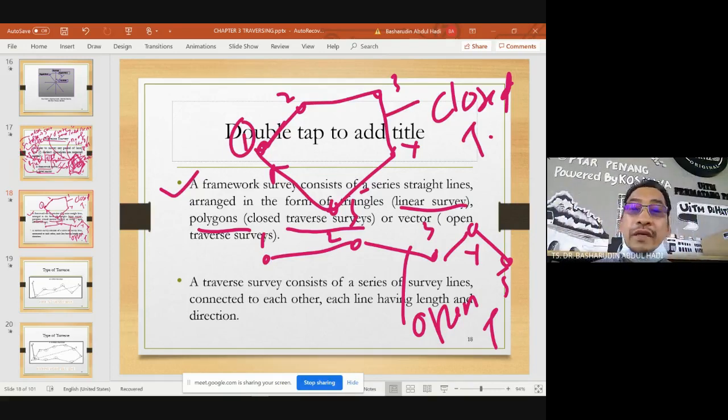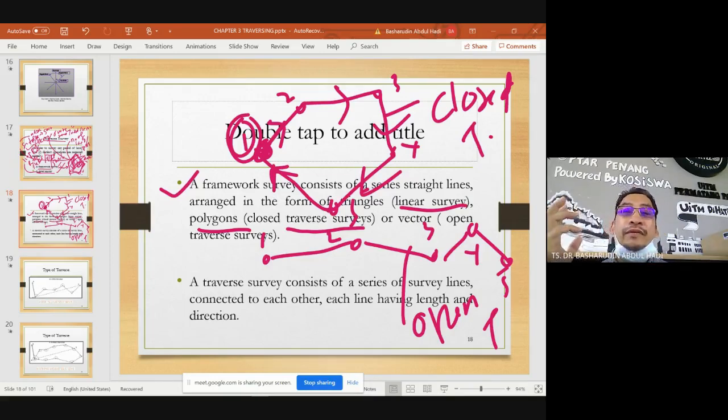Why? According to survey, like this. If you start from station 1, start from here, you go to station number 2, to number 3, to number 4, to number 5, and back to number 1. So this one, they say that yes, it is a closed traverse, but you start from a known point.